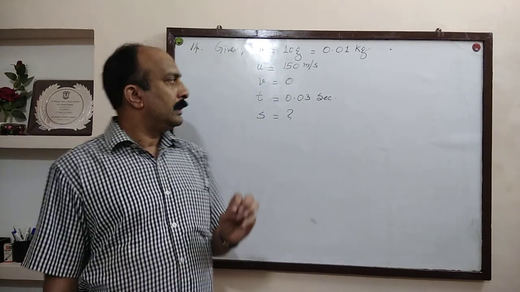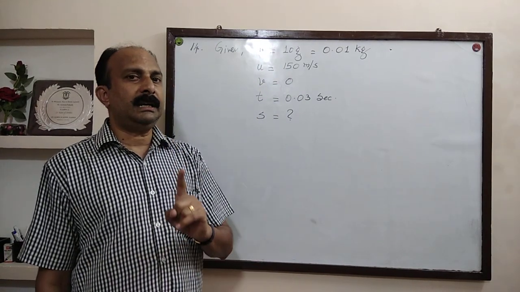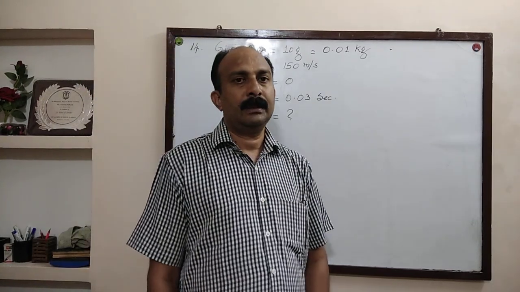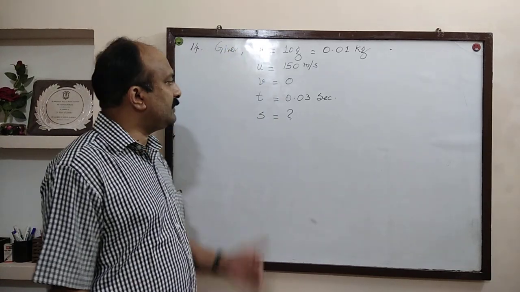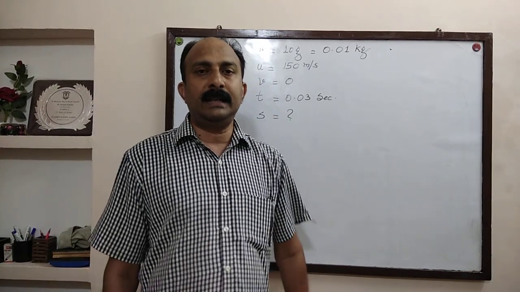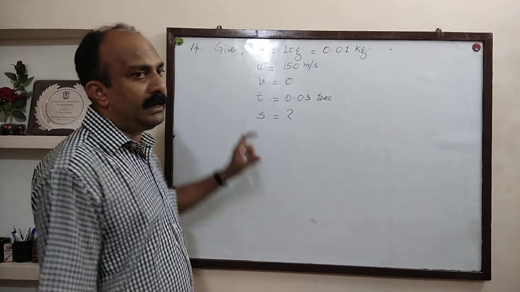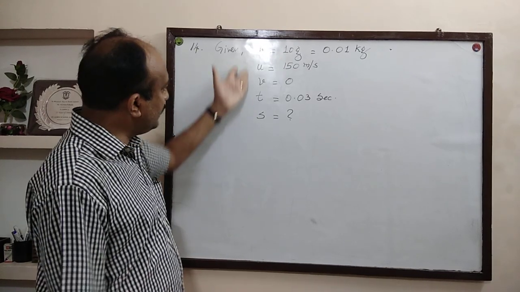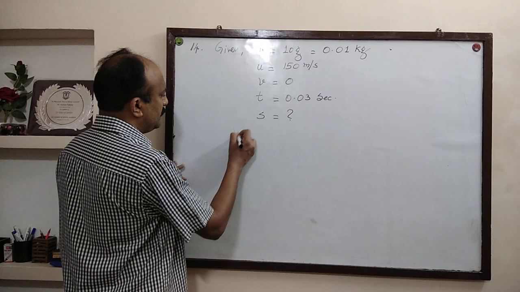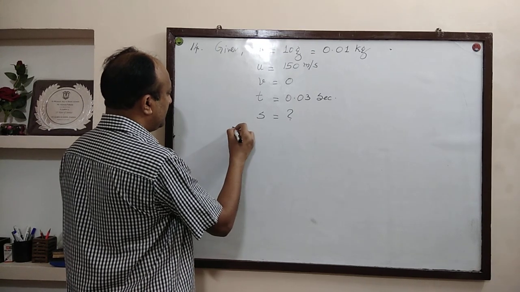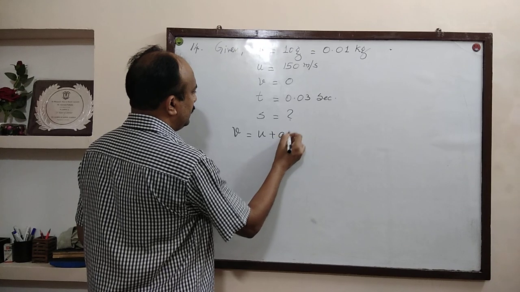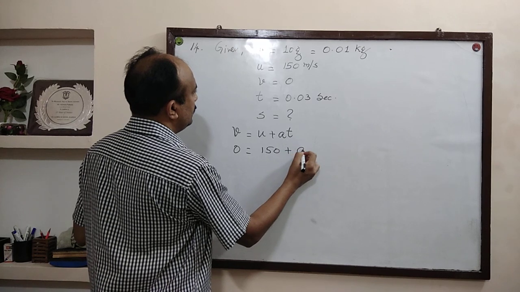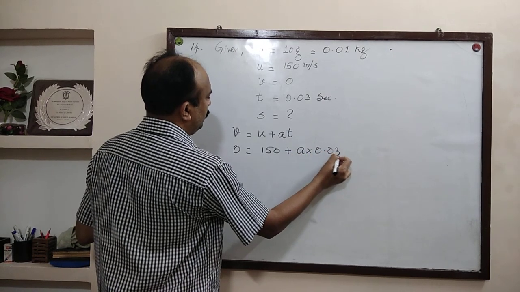But remember, both in second equation and third equation, one thing is missing. What is that? A, acceleration. For using second equation as well as third equation, we require A, acceleration. So first of all, we have to find acceleration A in this question. For that, which equation can be used? First equation. So using first equation, V is equal to U plus AT. 0 is equal to 150 plus A into 0.03.